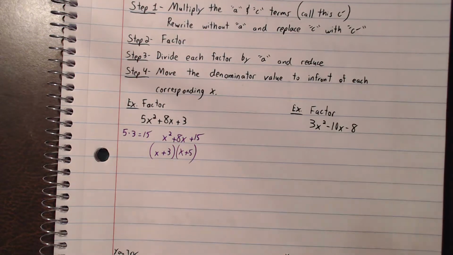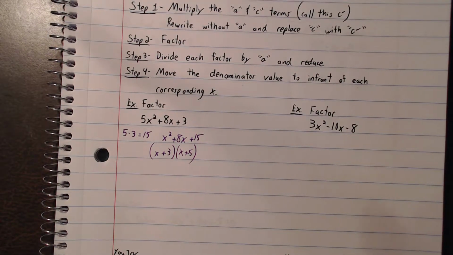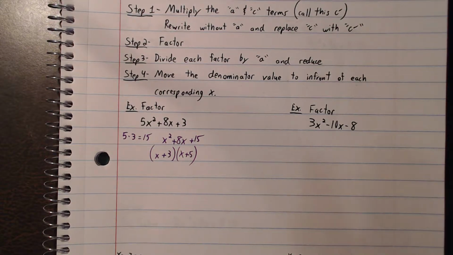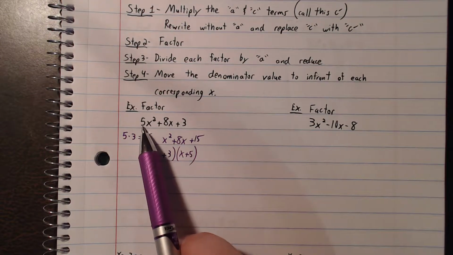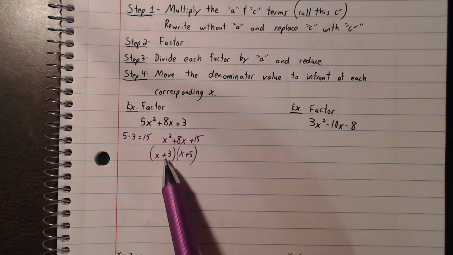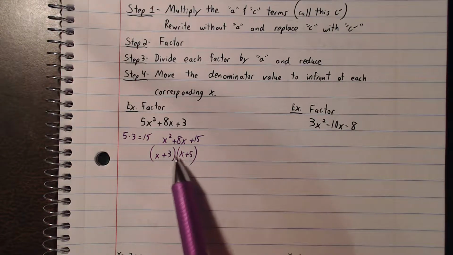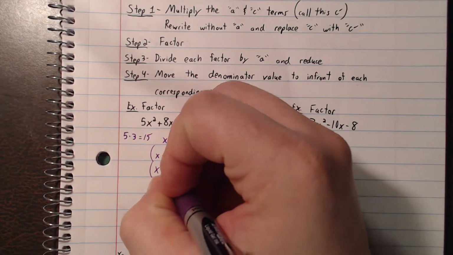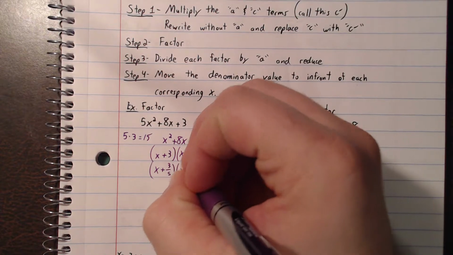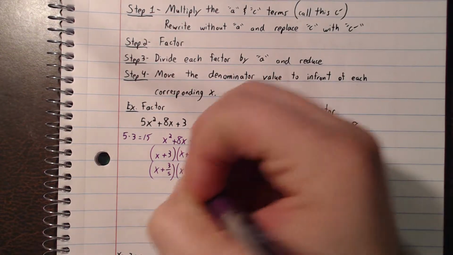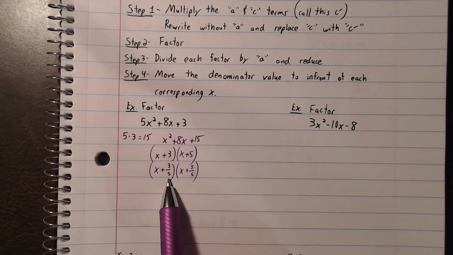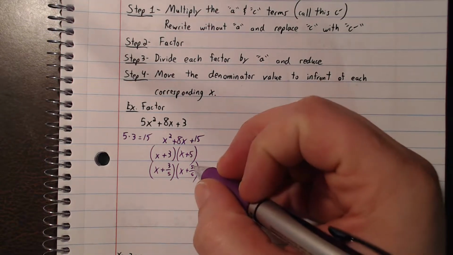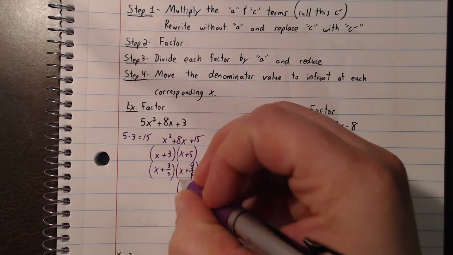and 5. Okay, step 3, this is where it's a little bit different. Now we're going to divide each of the factors by A and then reduce. So my A term is 5, and I'm going to be dividing these numbers here. So this is what it looks like. Okay, so I divided each by 5, and now I'm going to reduce. Here I can reduce, my 5's reduce, that becomes a 1.